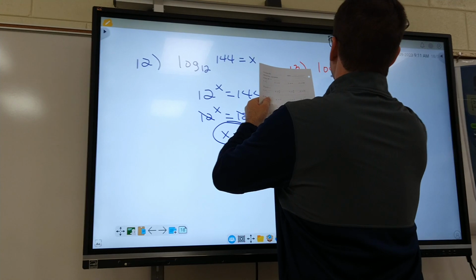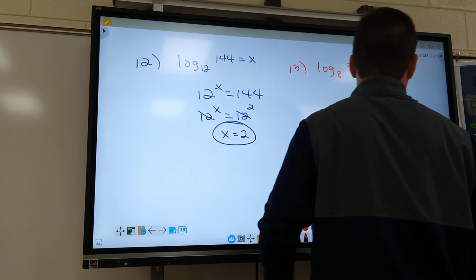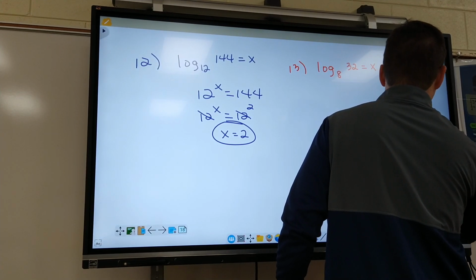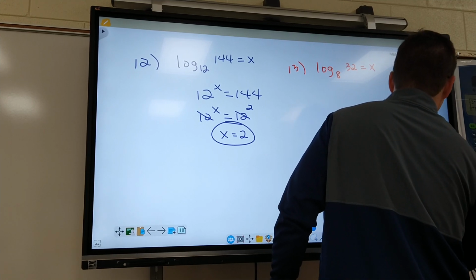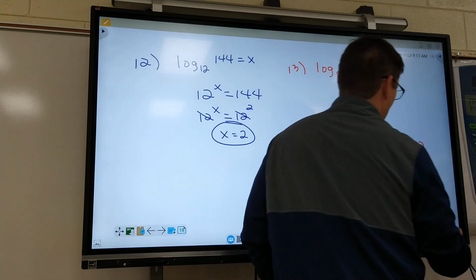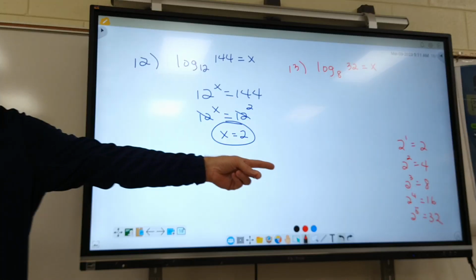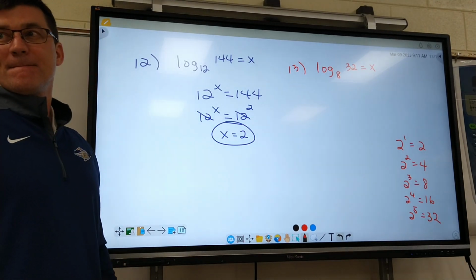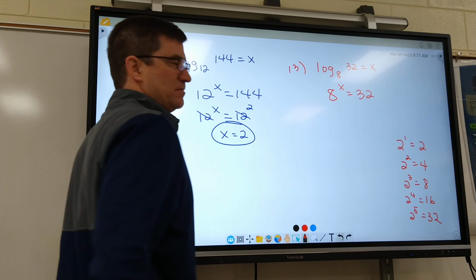13, I got log base 8 of 32 equals x. 2 to the first equals 2. 2 to the second equals 4. 2 to the third equals 8. 2 to the fourth equals 16. 2 to the fifth equals 32. All right, remember, I'm going to have this on the board for you. And if I have that on the board, it should make the problem easier, right? All right, let's set it up. How do we set this one up? Good, Jack. 8 to the x equals 32.